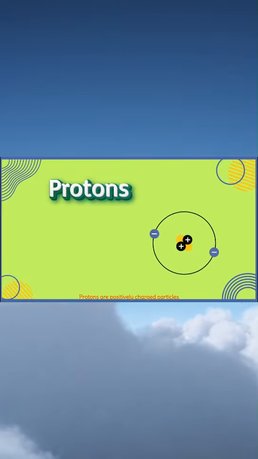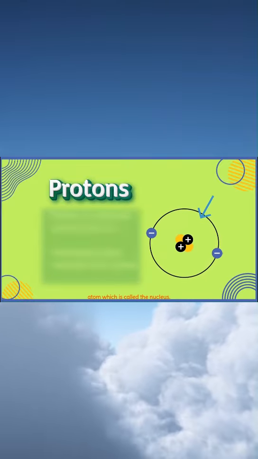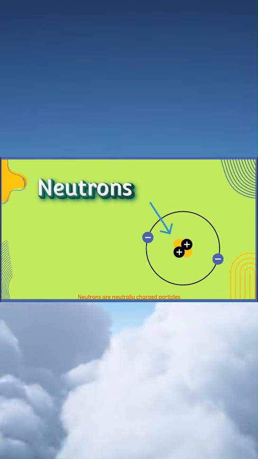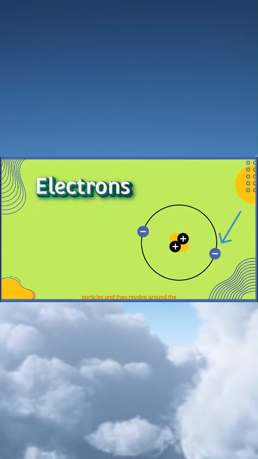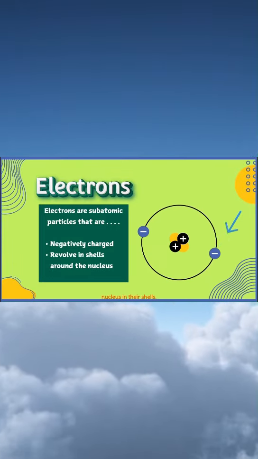Protons are positively charged particles and present in the central part of an atom, which is called the nucleus. Neutrons are neutrally charged particles and are present in the central part of the atom along with the protons. Electrons are negatively charged particles and they revolve around the nucleus in their shells.